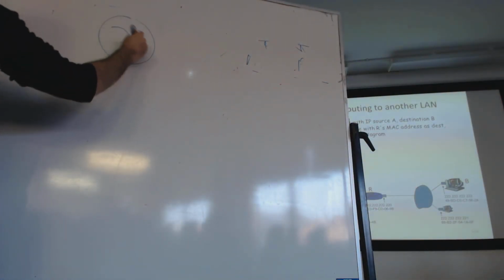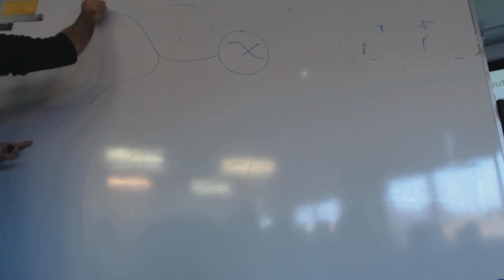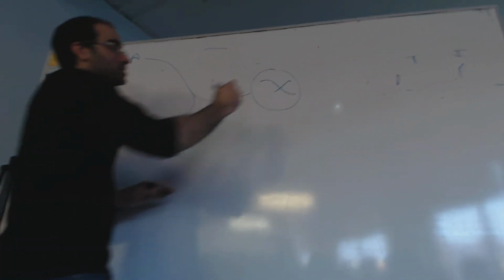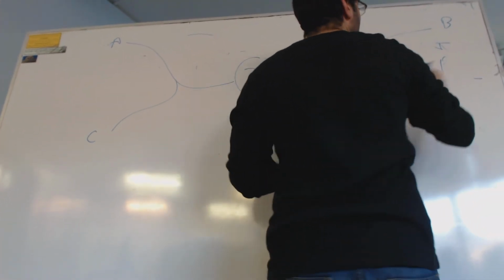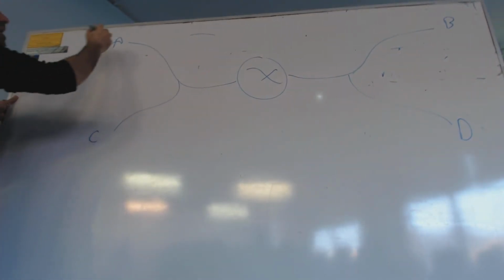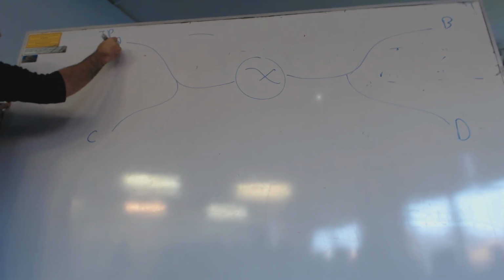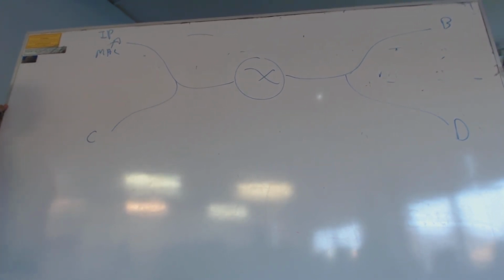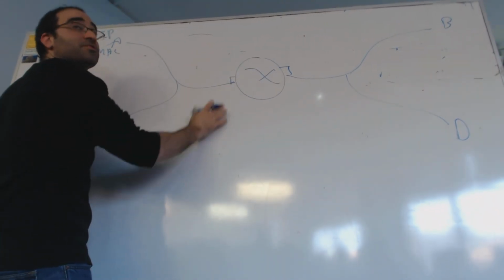So that's your topology. That's connected towards two hosts. That's A, that's C, trying to get to B, D. Each one of those devices has what? Has an IP address and has a MAC address. Okay? This router has two interfaces.